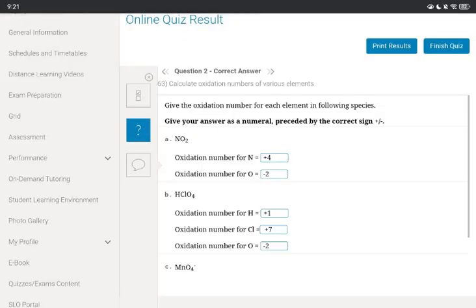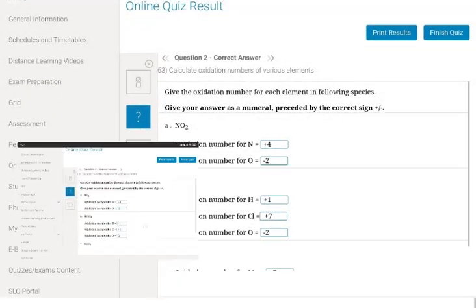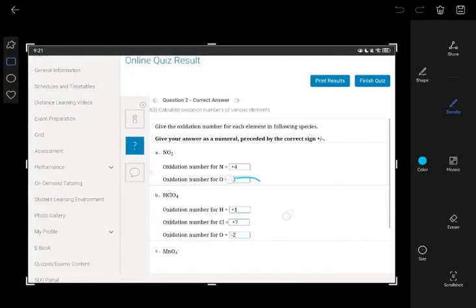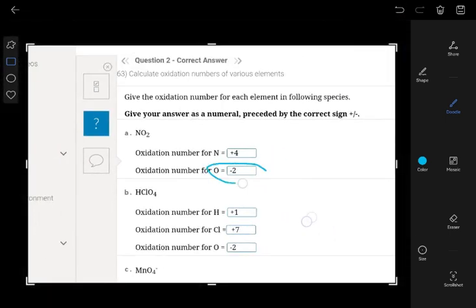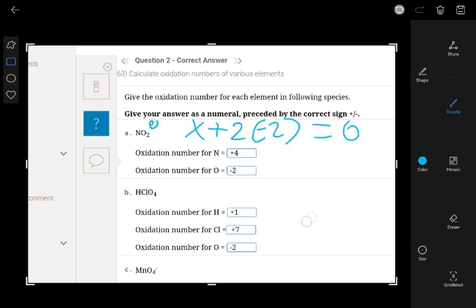Okay. Here, again, you should already know the one for O. See right here, it's -2. You should already know it. So we don't know what n is. So it's x plus 2 times -2 should equal 0. You see the charge here is 0. So x minus 4 equals 0. X is 4. That's it.